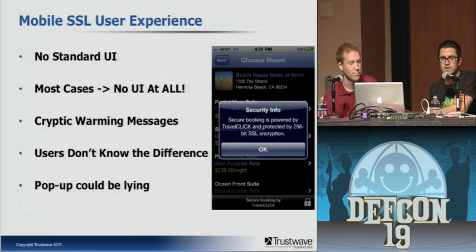In most cases, like I said, there's no UI at all. There's no lock that you see in a browser experience. It's basically nonexistent. There are things like that in some of the mobile browsers themselves, but just because you see a lock there, you have no ability to drill down deeper to check out the certificates that are being presented to you. And then, of course, there are cryptic warnings. In some part of our research, while we were doing some of the testing, we noticed a lot of cryptic warnings. Some warnings just didn't even make sense for what was going on in the testing.